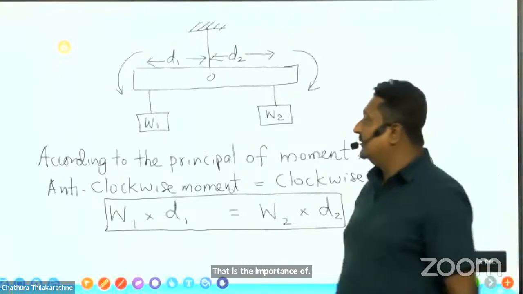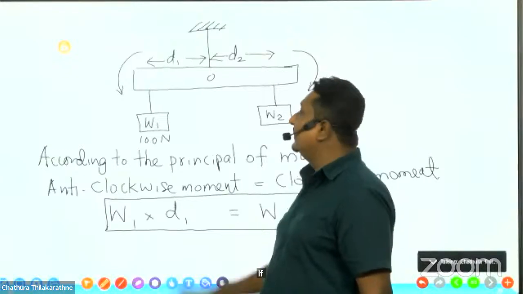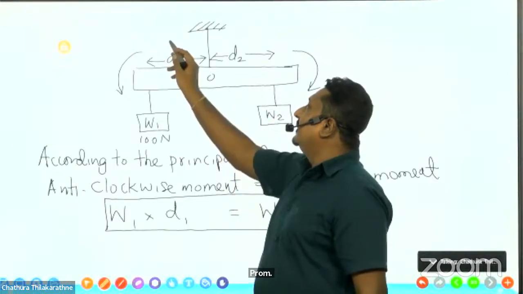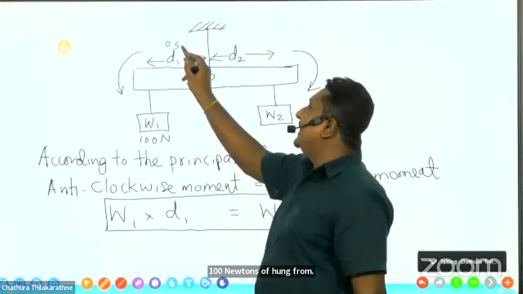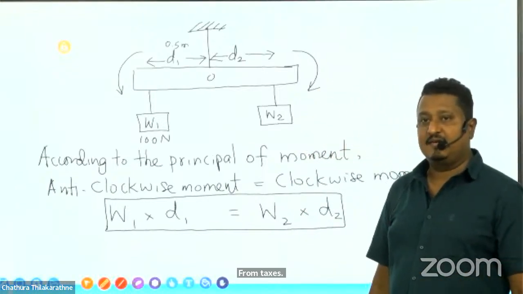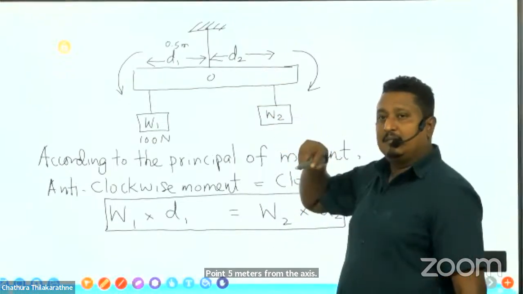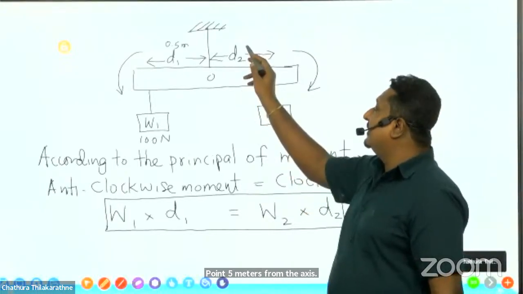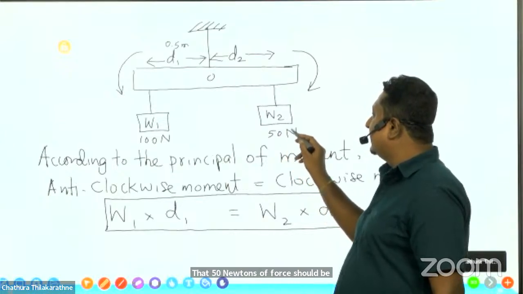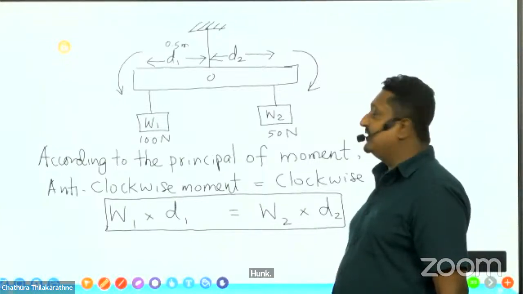As an example, 100 newtons of force is hung 0.5 meters from the axis. What is the distance at which 50 newtons of force should be hung to make it balance? That means, what is D2?